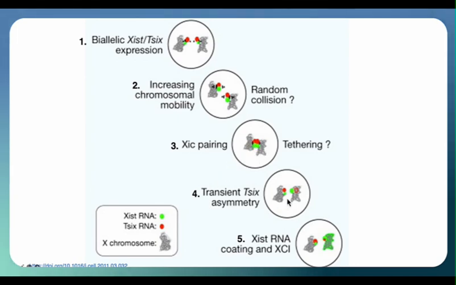Fourth, the XIC regions separate, leading to an uneven distribution of CTCF and transcription factors. As a result, TSIX RNA expression is suppressed on one X chromosome, which in turn activates XIST RNA expression, leading to the transcription of large amounts of XIST RNA. Fifth, the X chromosome expressing large amounts of XIST RNA becomes covered by XIST RNA, initiating high-level chromosome condensation.